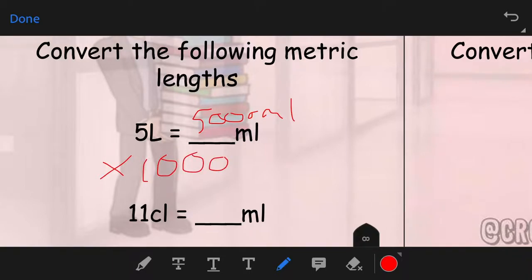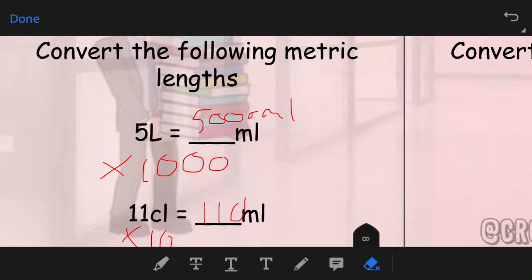Underneath, centilitres into millilitres, okay, that is going to be, if you look at the grid again, if you've got it copied down, times it by 10. So 11 centilitres, it'll be 110 millilitres, because you're going to be times it by 10. All going from metric conversions is just timesing and dividing by 10 either side. So get these copied down.